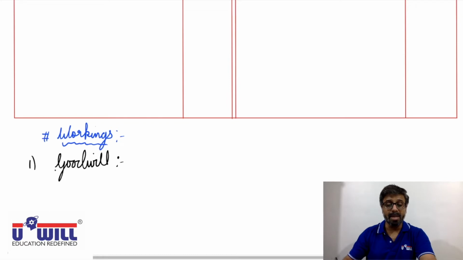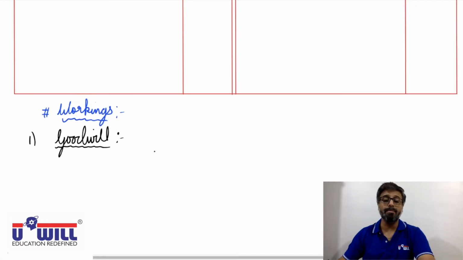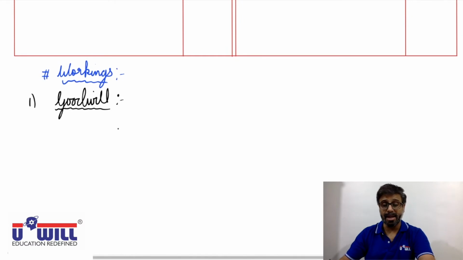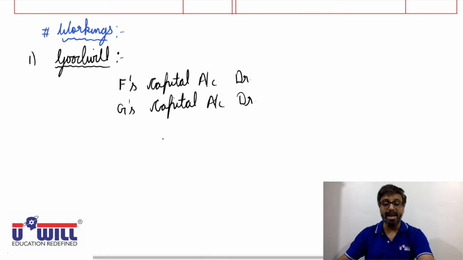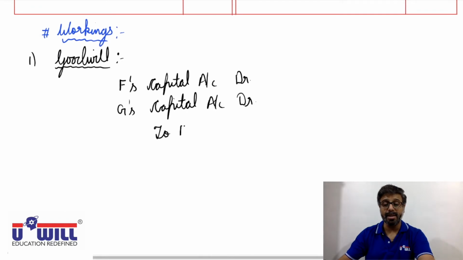Yes, what is the entry to be passed for goodwill? You all must remember: remaining partners' capital account debit. E has retired, so who are the remaining partners? F's capital account debit, G's capital account debit. Remaining partners means, after retirement of E, F and G capital account debit to retiring partner's capital account. Who is retiring? E. So to E's capital account.